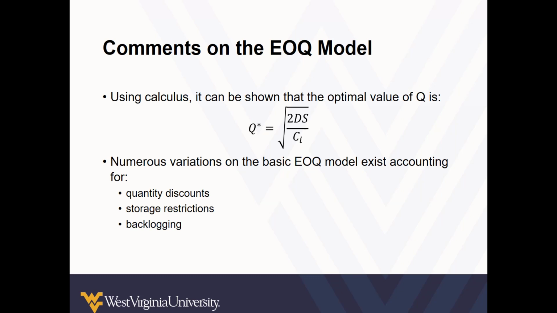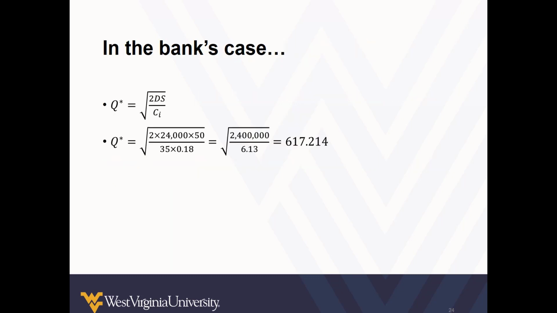There's another way to determine the optimal order quantity using the simple EOQ model. Using calculus, it can be shown that the optimal value of Q is represented by the square root of 2DS divided by Ci. So we find, using calculus, that we end up with the same result. The value obtained here is almost the same value obtained using solver. The slight difference in the results might be due to rounding or solver stopping just short of converging on the exact solution.